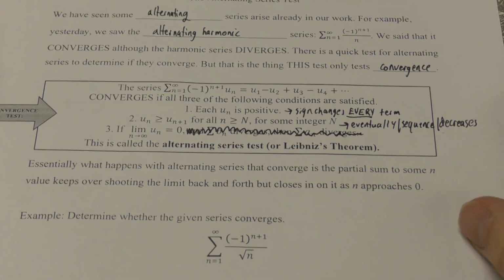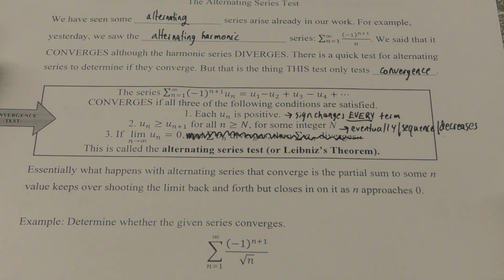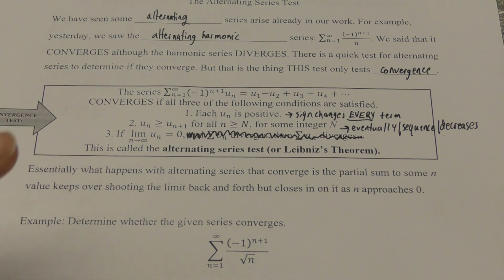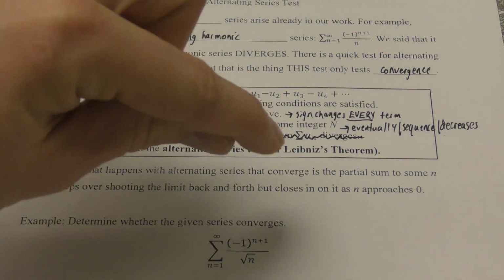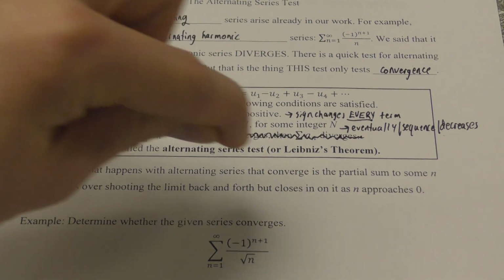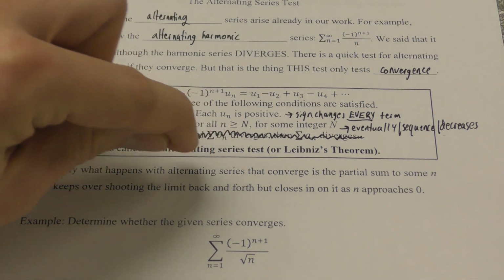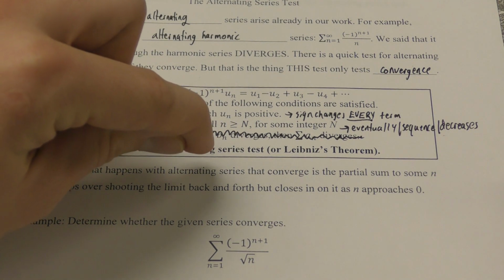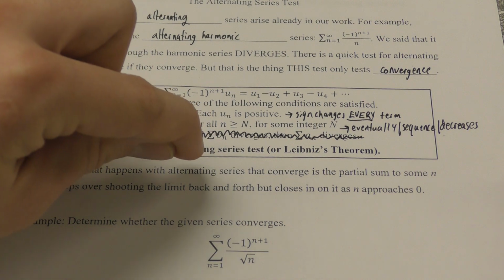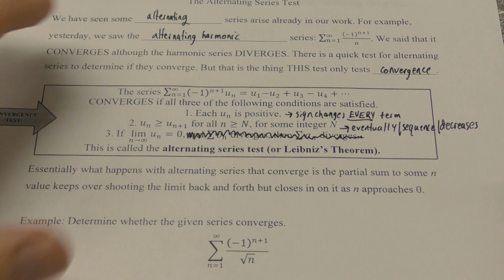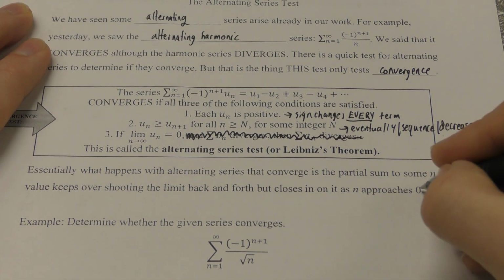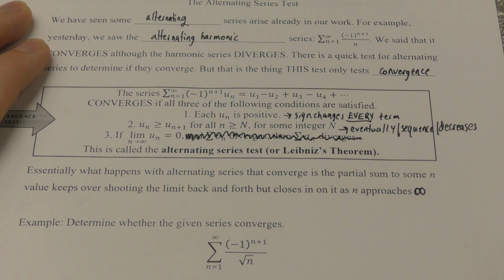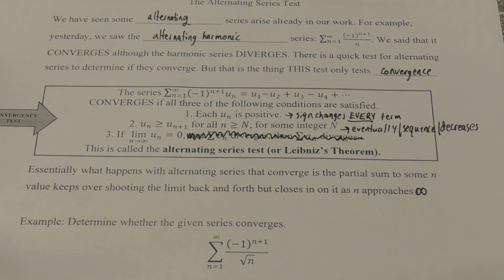Essentially, what happens with alternating series that converge, if you kind of visualize it, is the partial sum as we add up more and more terms keeps overshooting the limit back and forth, because we're adding, then we're subtracting, then we're adding, and we're subtracting, but we keep doing that in smaller and smaller intervals until it closes in around some limit as the n value approaches infinity. Again, another typo, but infinity there. I'll change all these things on the PDF.